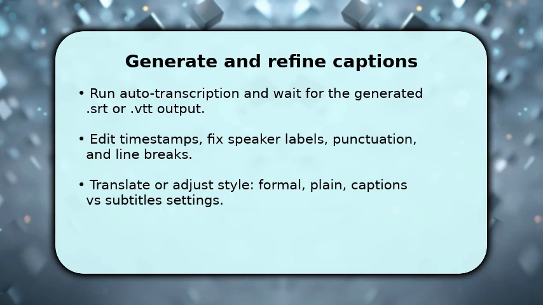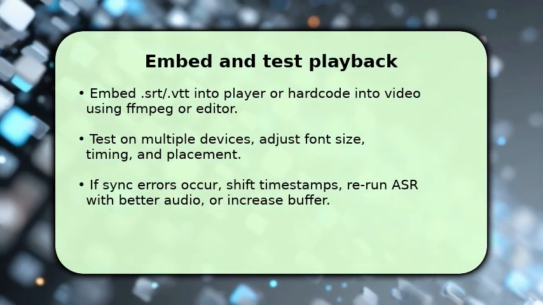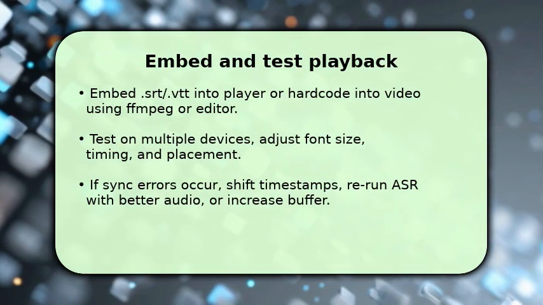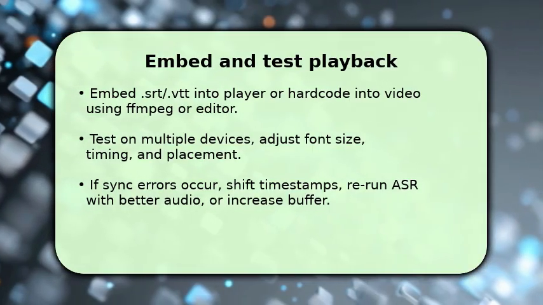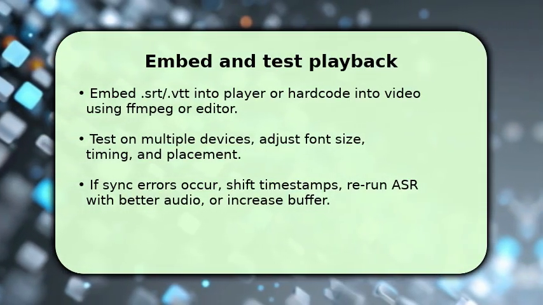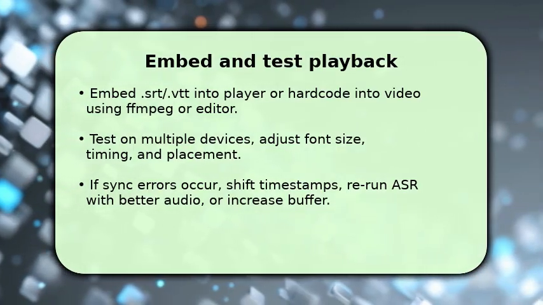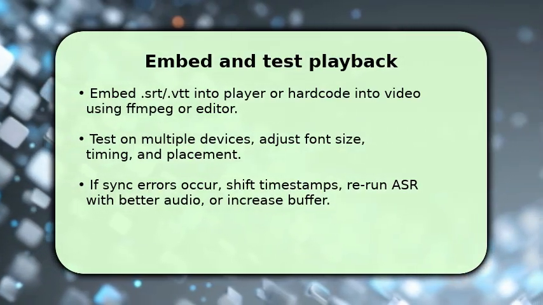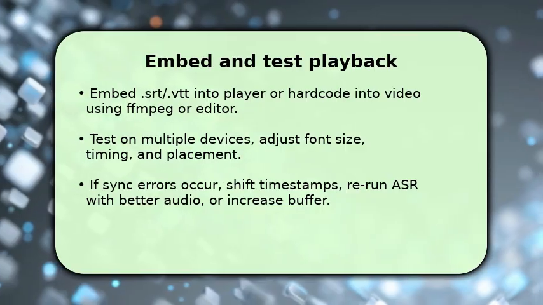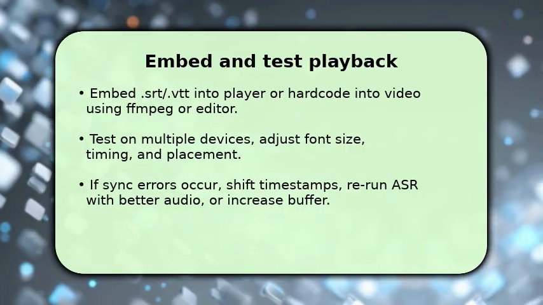Now attach the subtitle file to your player or hardcode captions into the video using a tool like FFmpeg. Hardcoding guarantees visibility across devices. Test playback on phone, tablet, and desktop, and check font size, color contrast, and timing. If lines appear off by a second or two, apply a uniform timestamp shift in your editor.